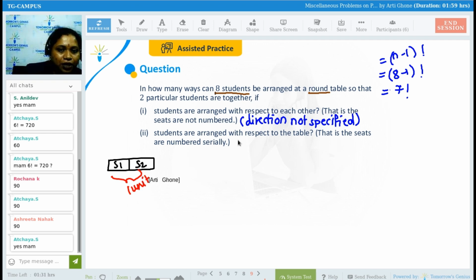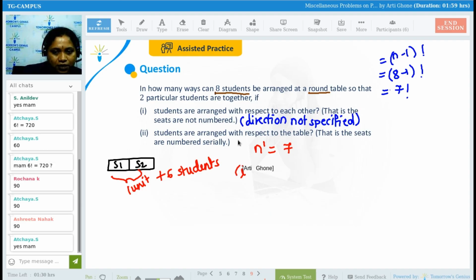This is assumed as one unit. Okay, so if I am taking 8 students, 2 students together as one unit, it will become 1 unit plus the remaining 6 students. Clear? So now my n changes to n dash, the new n value, that is 6 units plus 1 unit of those 2 particular students. So that will be 7.